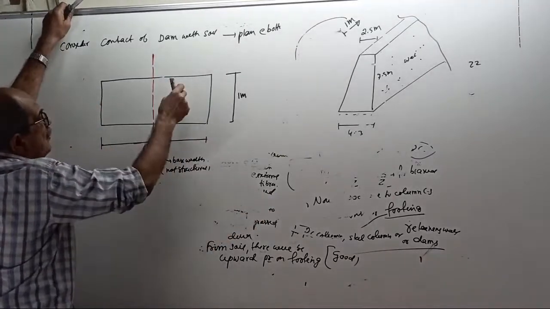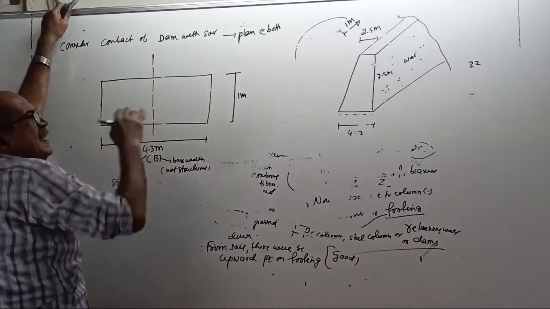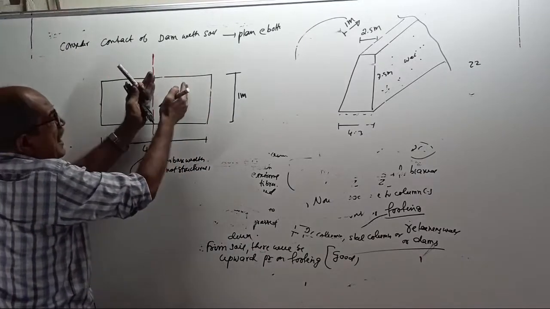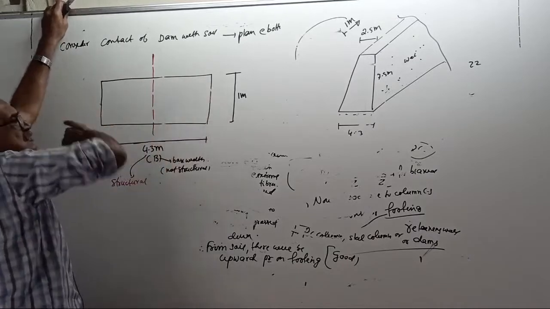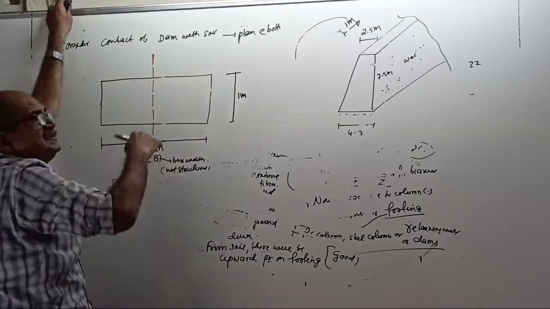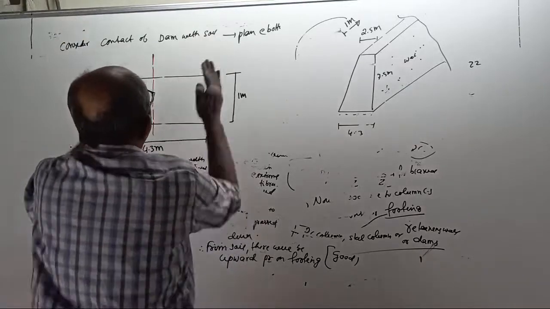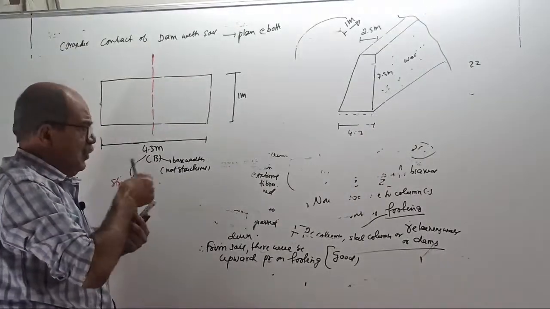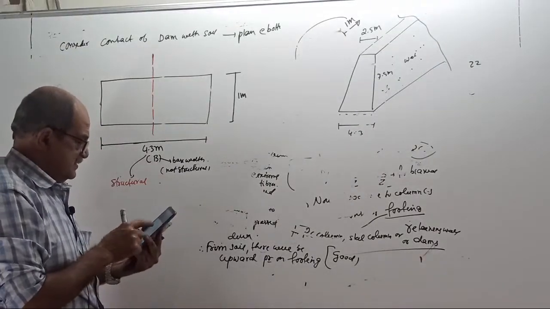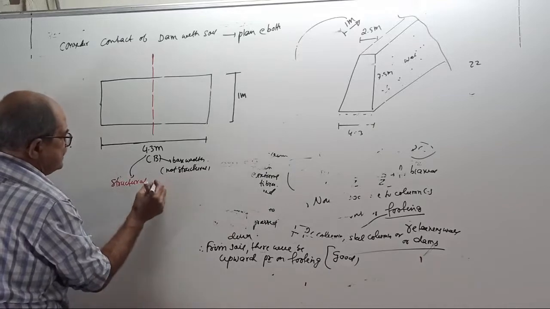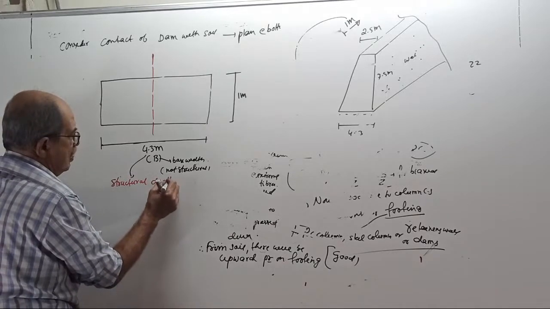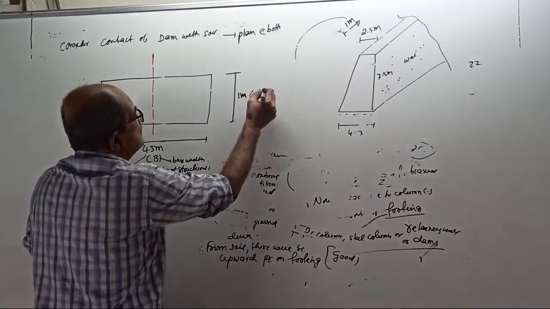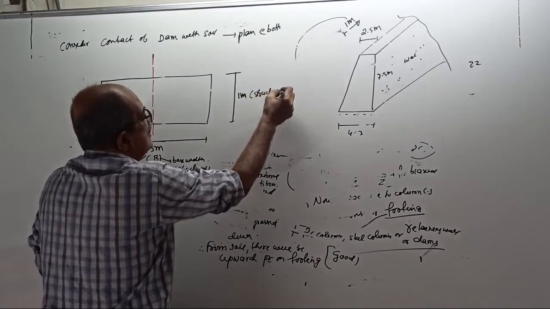See, load this way will come. Any overturning moment or which one? Due to eccentricity, if anything happens, the effect is not this way, the effect is this way. When you see the dam going here, the effect is this way. So this 4.3 meter is called what? Structural depth. And this 1 meter is called structural width.